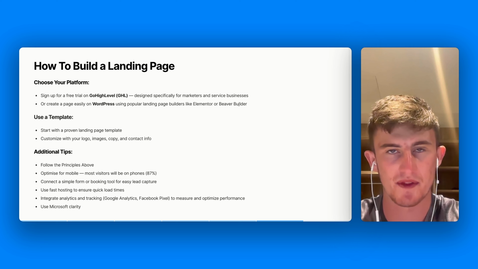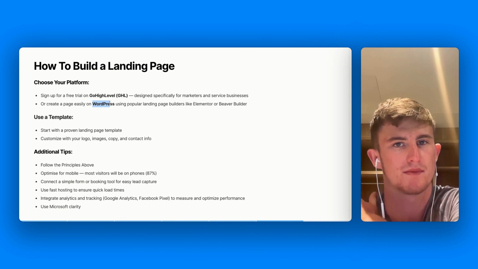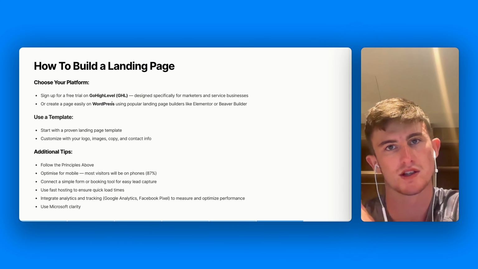There's loads of them out there, but just pick one. Go High Level or WordPress. It's probably the ones you're going to pick. You can use other solutions like Wix and Squarespace and stuff like that, but these are the two we recommend.